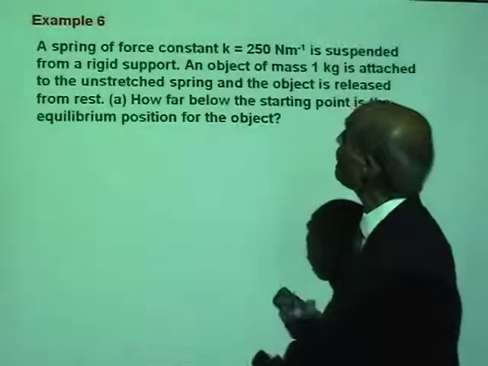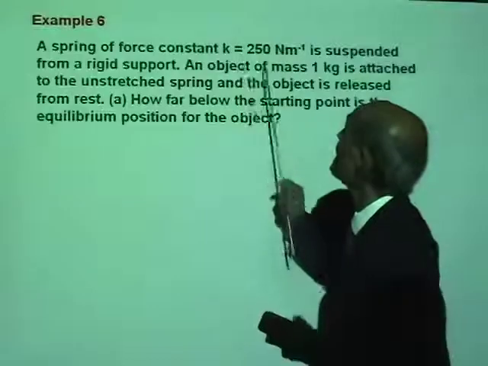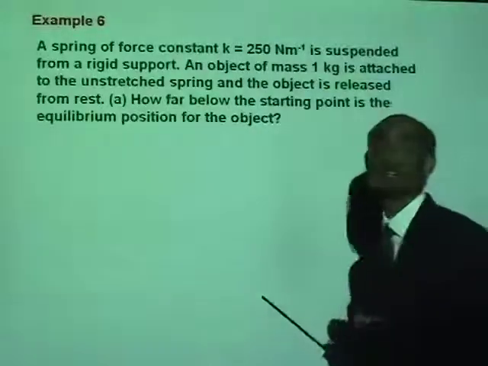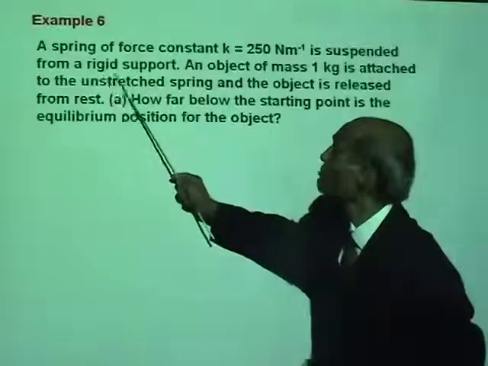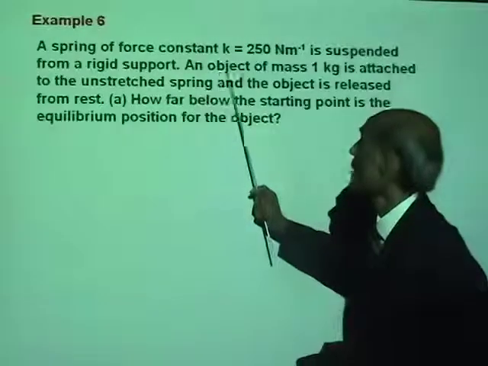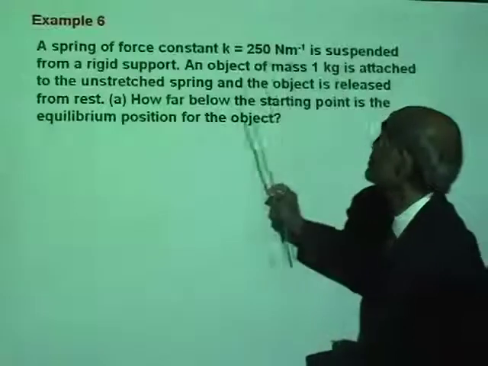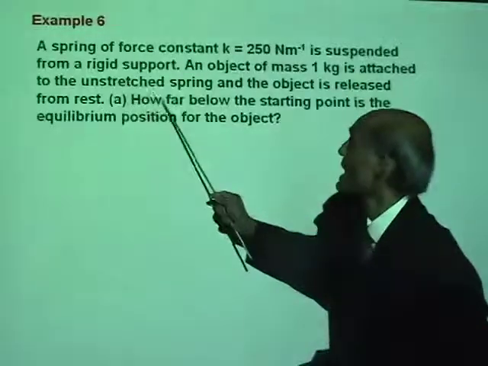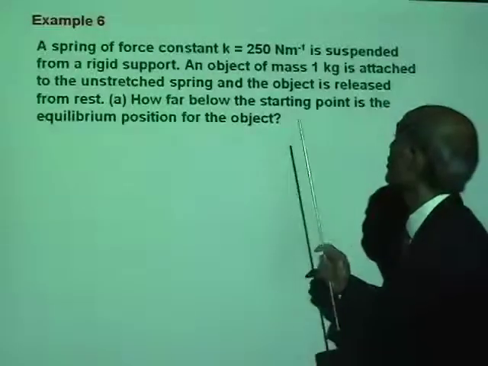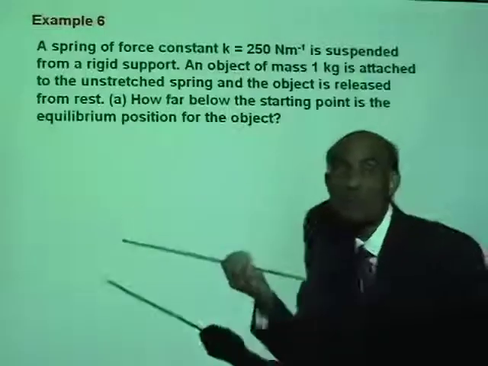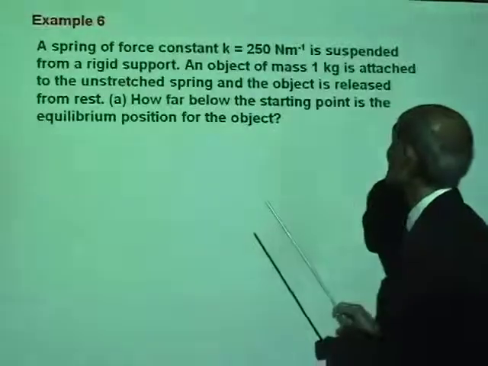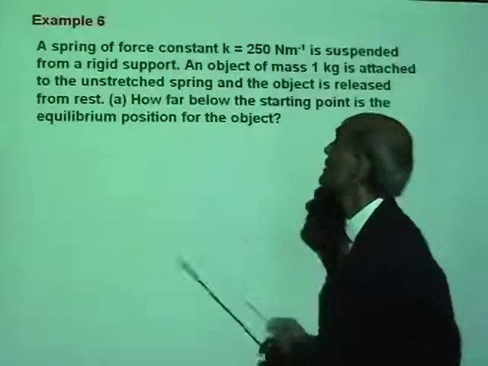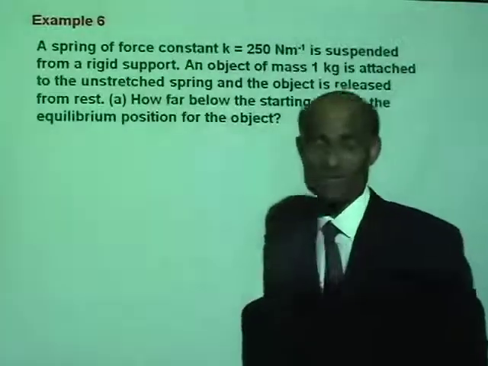A spring of force constant K equal to 250 Newton per meter is suspended from a rigid support. An object of mass 1 kilogram is attached to the unstretched spring and the object is released from rest. How far below the starting point is the equilibrium position of the object?